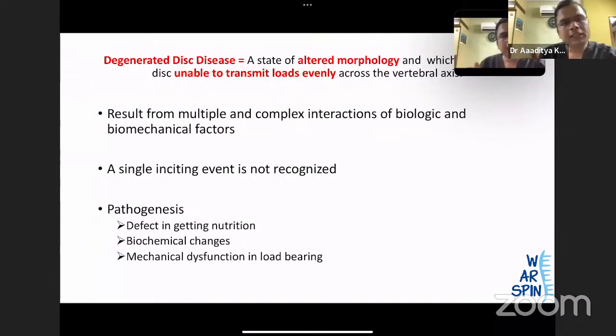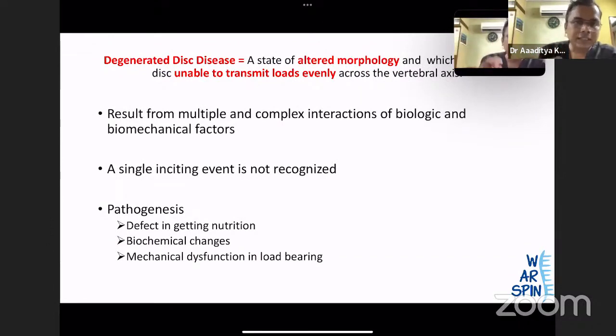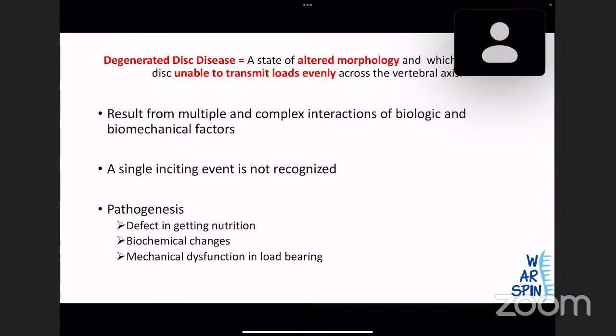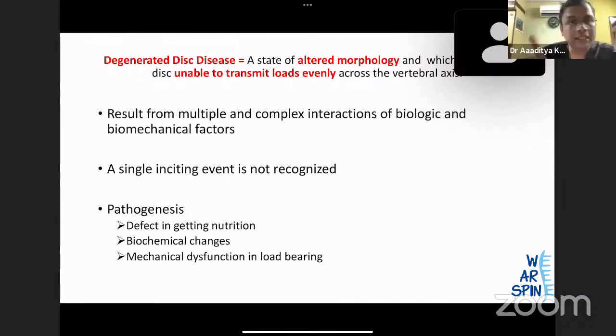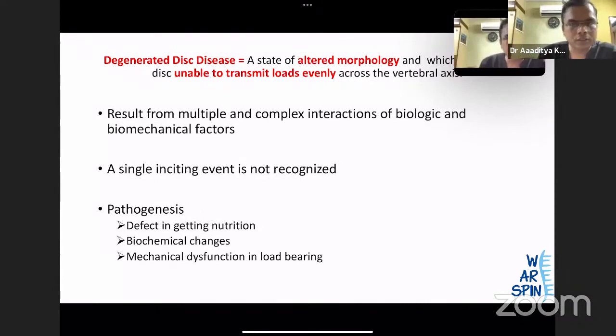So degenerated disc disease is a precursor of prolapsed disc. It is nothing but an altered morphology of the disc, which makes the disc unable to transmit load evenly across the vertebral axis. It results from multiple complex interactions of biological and biomechanical factors, and no single causative factor is noted. As far as the pathogenesis of degenerated disc disease is concerned, there are three stages, you can say.